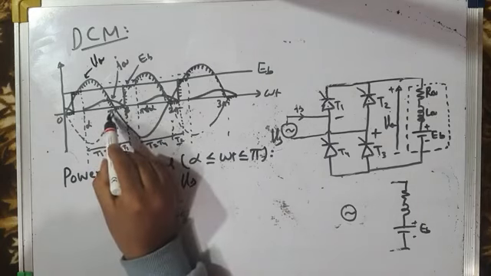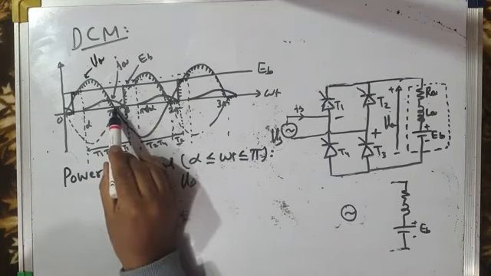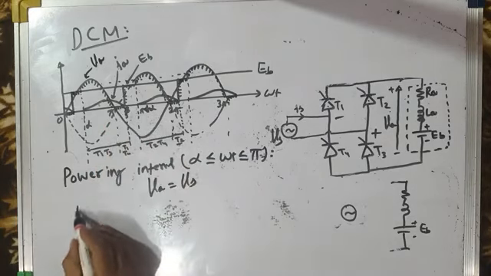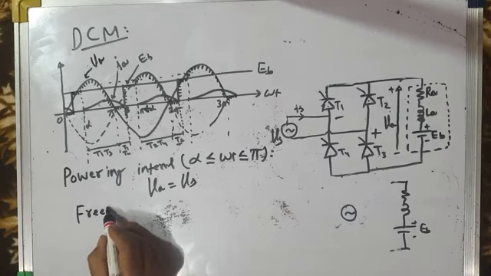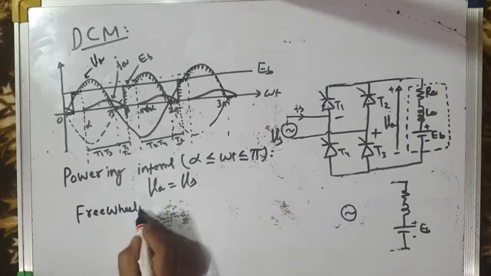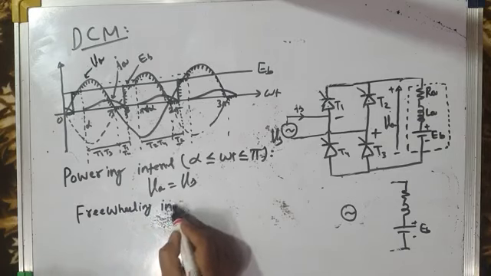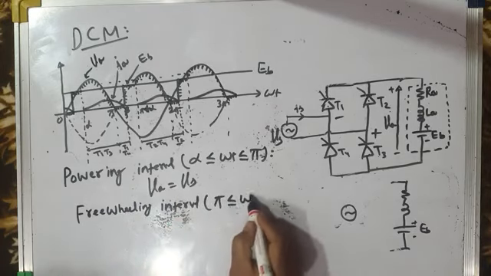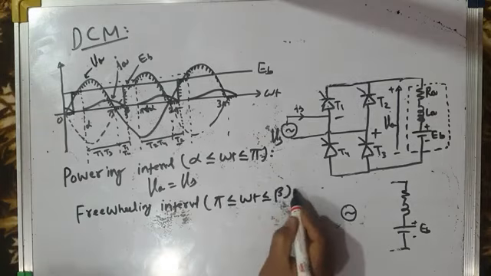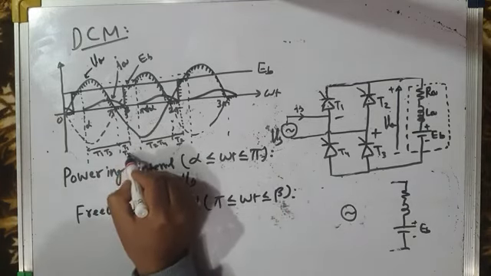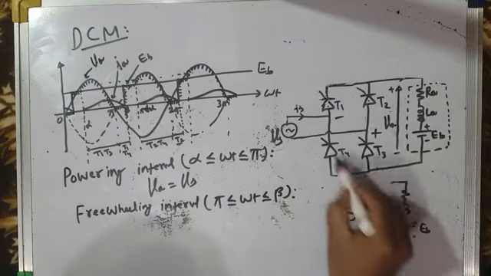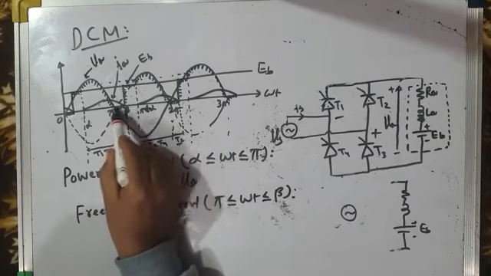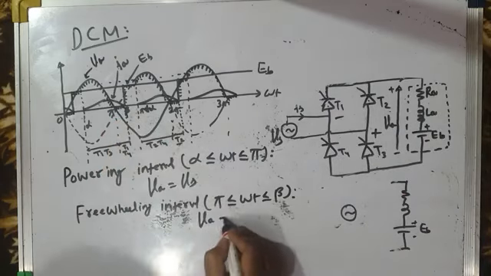What is the next interval? From pi to beta, it is the freewheeling interval. During this freewheeling interval, the T1, T4 pair is conducting and load voltage is equal to 0. You can see load voltage is 0, so VA is equal to 0.